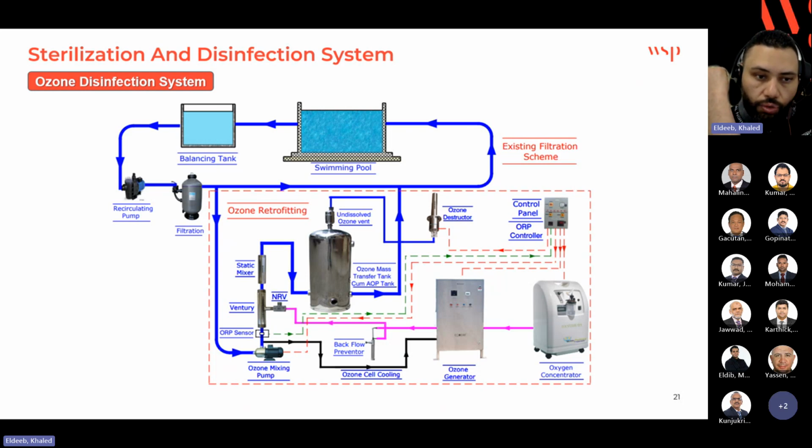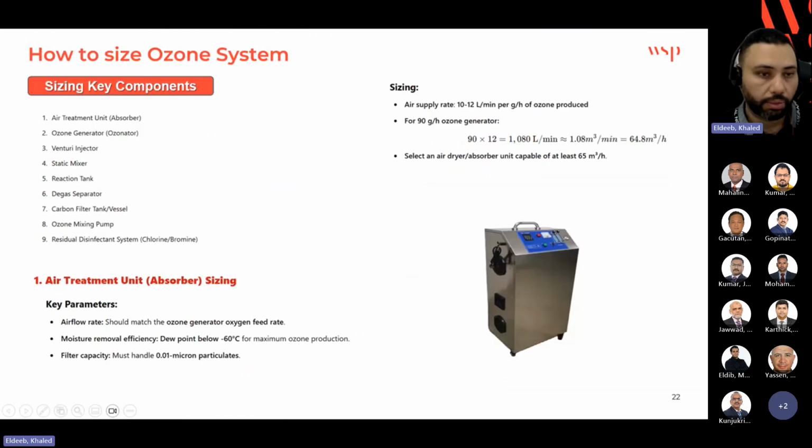So we need to note, as I just said, that ozone is a very strong oxidizer. So we need to consider that all material with direct contact with ozone must be ozone resistant material. This is a very important note.